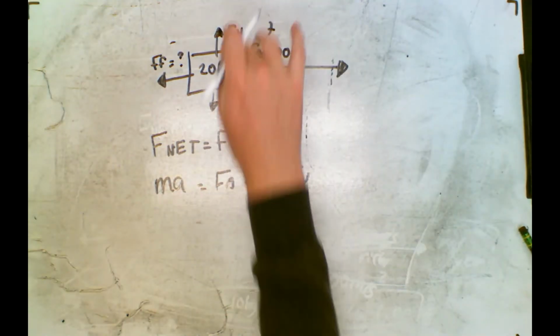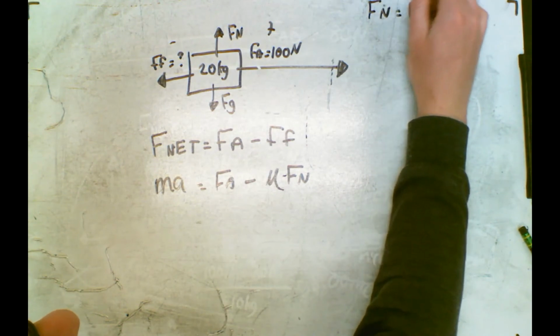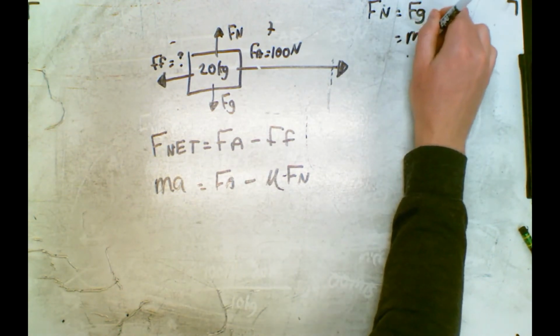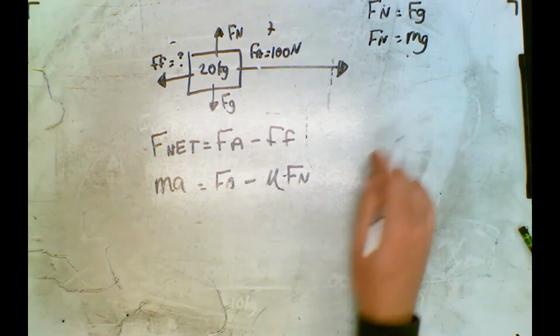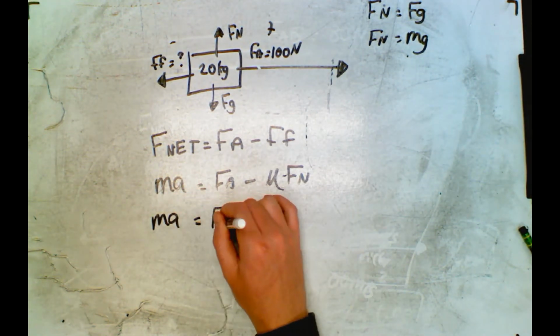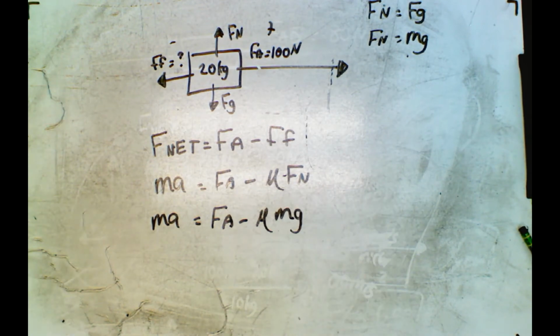We know that these are equal and opposite. So Fn is equal to Fg. Oh, and we know that we can break Fg down into mg. So force normal is equal to mass times gravity. So I can break this down once more, like that. So we're trying to find acceleration.